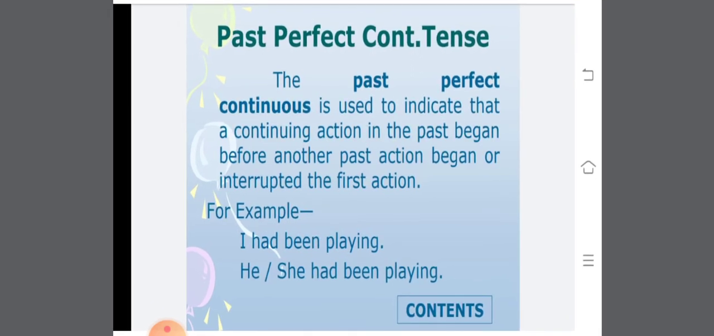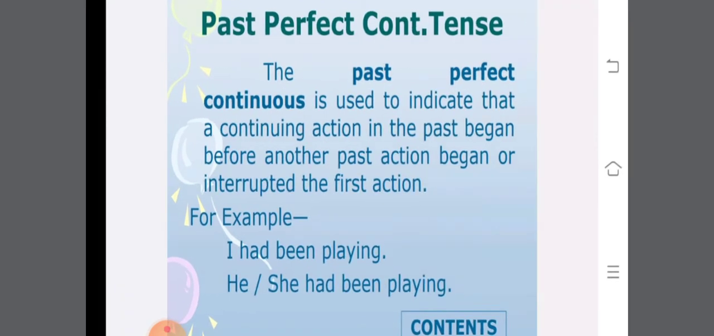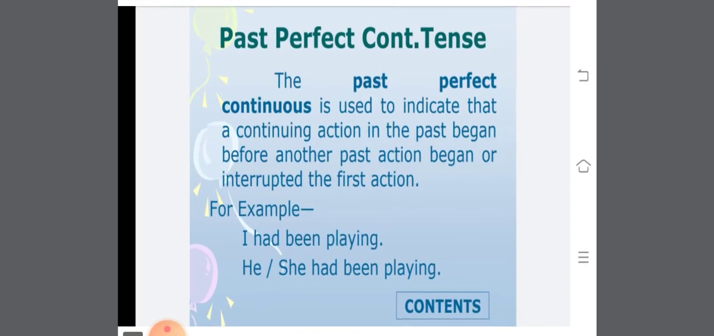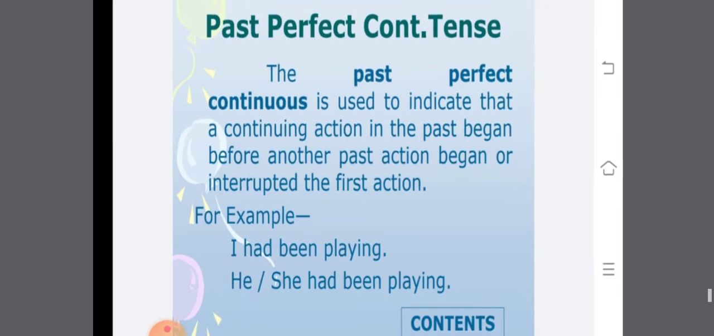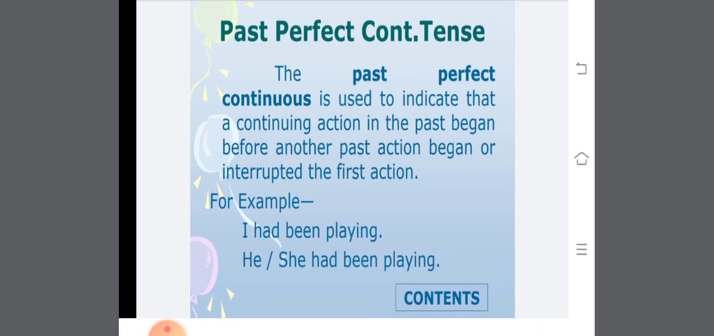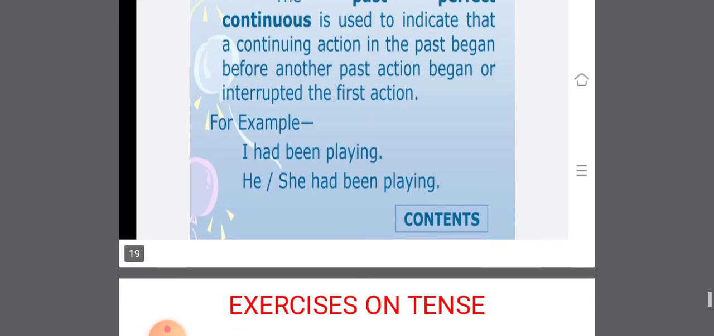And in case of past perfect, there won't be any reference to continuing of action, rather the completion of action. So this is the difference between past perfect and past perfect continuous. Two actions, one action completed before the other. If there is continuity of action in the past before another past action, in that case this past perfect continuous tense will be used. Example given: I had been playing, she had been playing.